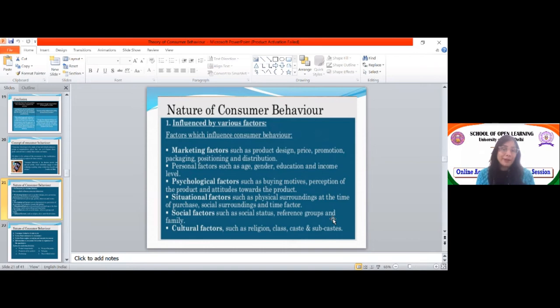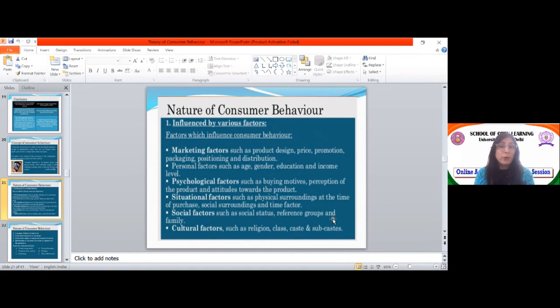So one is marketing factors. Obviously, whenever you go to the market and think you have to purchase a toothpaste, suddenly Colgate appears in your mind because you have seen that Colgate advertisement several times. So you go to the shopkeeper and just say, please give me Colgate. You don't say, give me other toothpaste or whatever. Because you had seen the advertisement of Colgate many times, you say give me a Colgate. So that is the marketing factors.